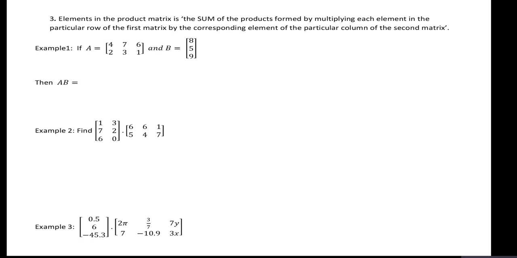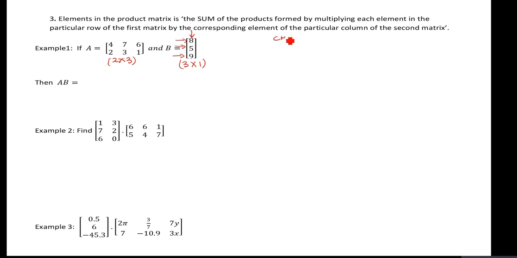But before we do that, I can look at the order. Maybe I should do this before I look at number 3. Example 1. A is equal to 476231, B is equal to 859. So let's check the order. The order of A: 2 rows, 3 columns. What is the order of B? Look at that carefully. How many rows? 1, 2, 3 rows. How many columns? Just 1 column. So that's a 3 by 1.